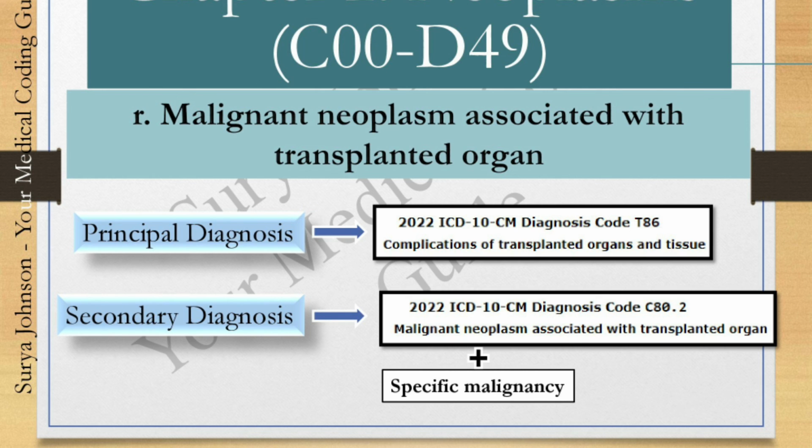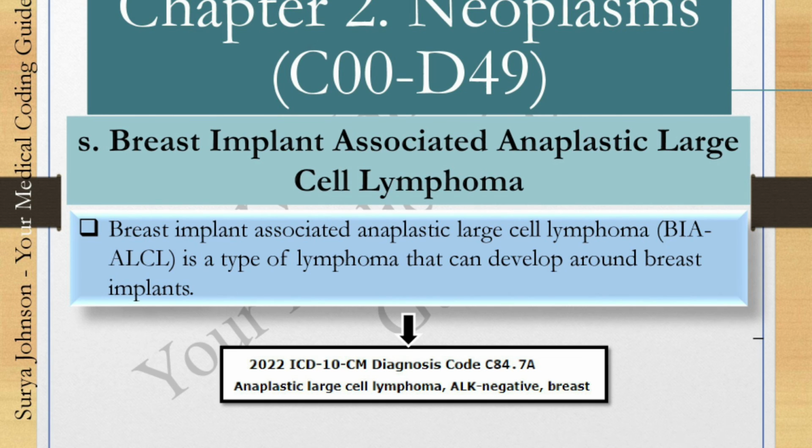The next one here is S, breast implant associated anaplastic large cell lymphoma, BIA-ALCL, which is a type of lymphoma that can develop around breast implants. So the patient has a breast implant and around that there is a lymphoma that has developed. It is called BIA-ALCL. In this scenario, we will code C84.7A, anaplastic large cell lymphoma, ALK negative, breast. So, this will be the diagnosis.